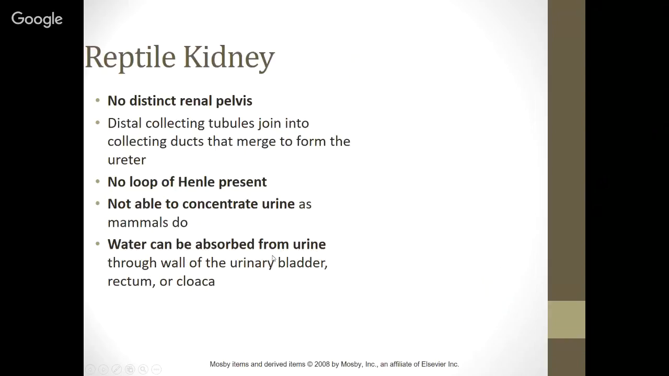Water can be absorbed from urine through the wall of the urinary bladder if they have it, from the rectum, or from the cloaca. And so when we mix all of these things together in the cloaca, it allows urine to go into the colon or the rectum so that it can be reabsorbed into the body if need be. Because they don't concentrate urine within their kidneys, sometimes they have to reabsorb water in a different area.